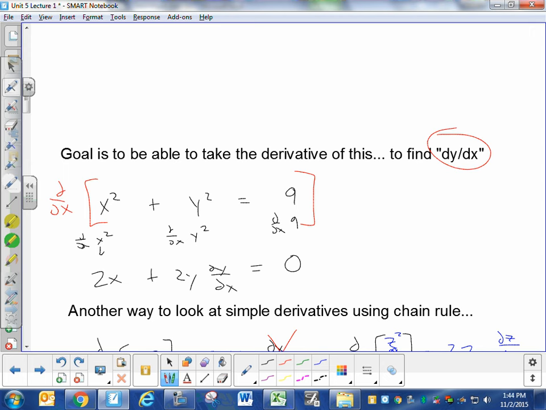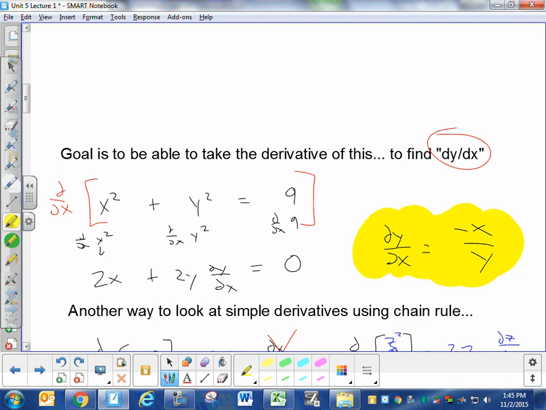Well, if I'm looking to find dy dx, there's a dy dx. That's going to help me. What I'm going to be able to do is algebraically solve for dy dx to have an expression, an equation, where it's dy dx equals something. Okay? I'll be able to subtract 2x divided by 2y. I'll get dy dx is equal to negative x over y. All of a sudden, I have a derivative with x's and y's in it.